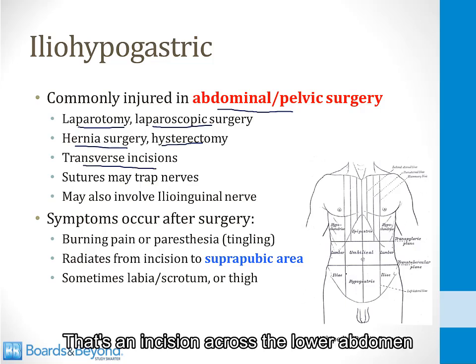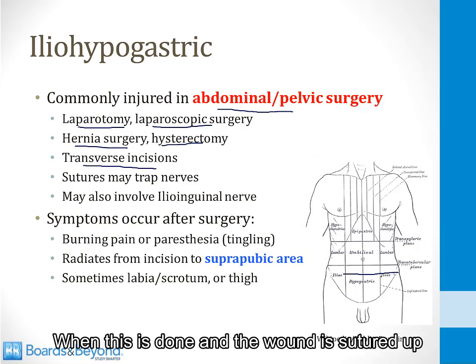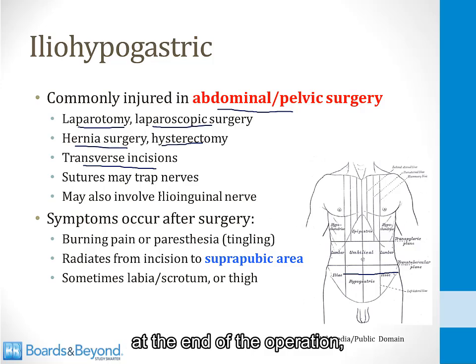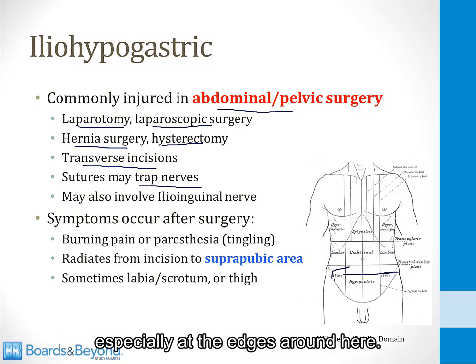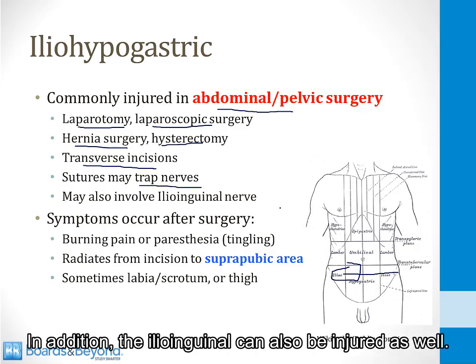That's an incision across the lower abdomen or pelvis like this. When this is done and the wound is sutured up at the end of the operation, the sutures can trap the nerves, especially at the edges around here, so the iliohypogastric can get injured on one side. In addition, the ilioinguinal can also be injured as well.